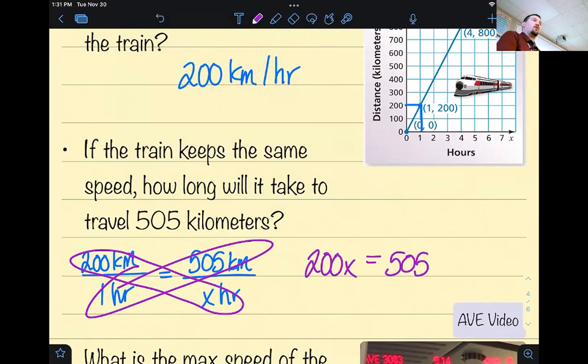But because I'm cruel, I'm going to call on Shane instead. What is it? 2.5. It's not perfectly 2.5 though, right? 2.5 to something. Okay, so we'll round it. We'll say it's about 2.5 hours.